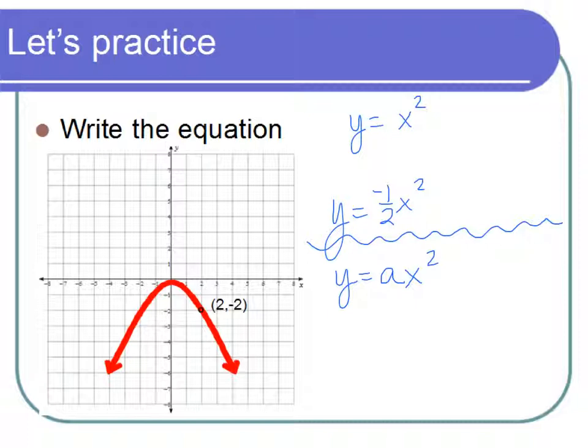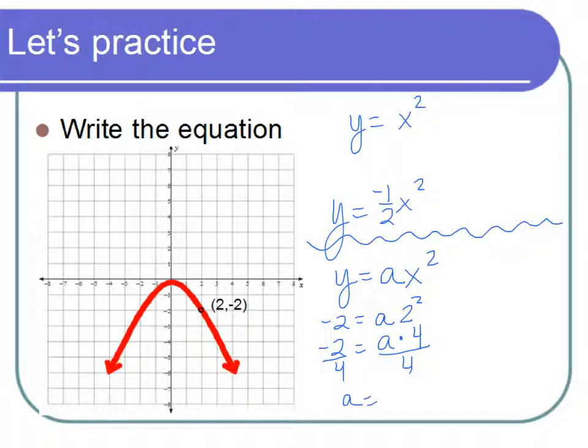And then what we do is we take that point that is determining the width and the stretch. We take that point and plug it in for x and y. So the y is -2. We don't know a, and then it's going to be a 2 squared. So what you do is you solve for a. Divide by 4. Oh, there it is.